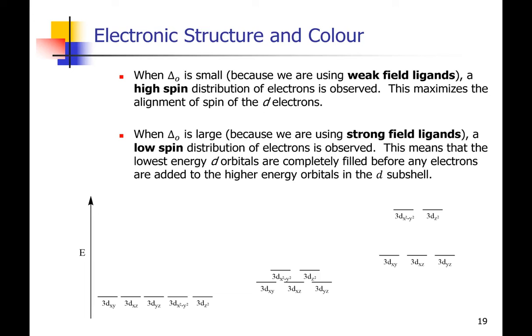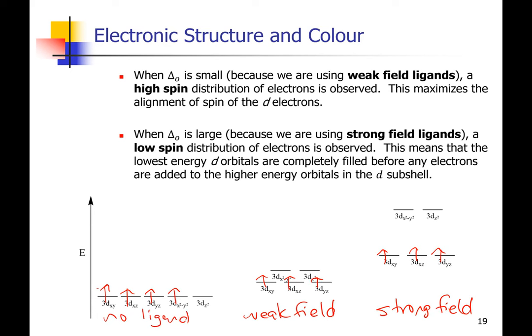Now, if we were to only have 3 d electrons in our complex, then it would be very easy to decide where those 3 electrons were going, regardless of whether we were dealing with the weak field ligand or the strong field ligand. But where does the 4th electron go? In the no ligand picture, that's a very easy question to answer. We put it in the 4th d orbital. But now the 4th d orbital isn't of the same energy as the first 3.